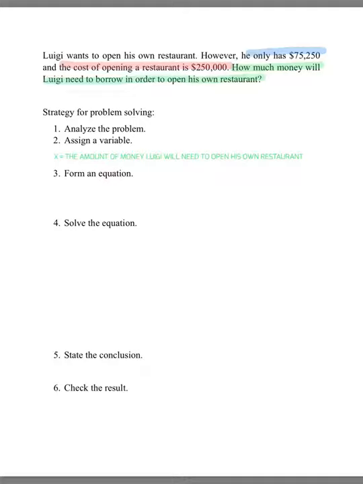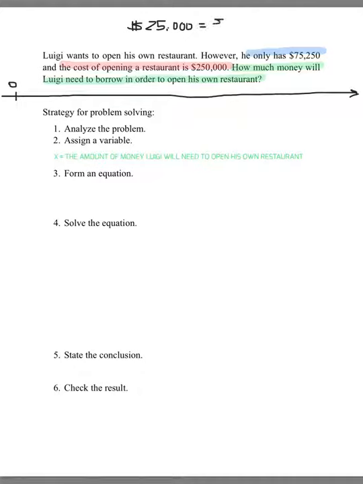Let me start off drawing a number line. Okay, and then I'll draw little tick marks here. So this one will be 0. And then we'll go by 25,000. Keep in mind that 25,000 is equal to 25K when abbreviated. So I'm going to be going by 25Ks just to use smaller numbers.